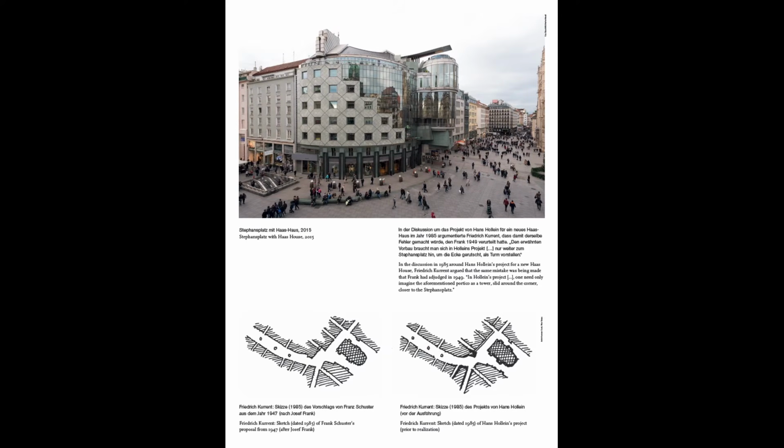But Kurrent repeated the sketch of Josef Frank, not forgetting this little lane that Frank forgot to draw, and criticizing Hollein's approach just because he turned a kind of motive to the other side, and making exactly the mistake that Frank criticized in the late 40s, now in the beginning of the 80s.